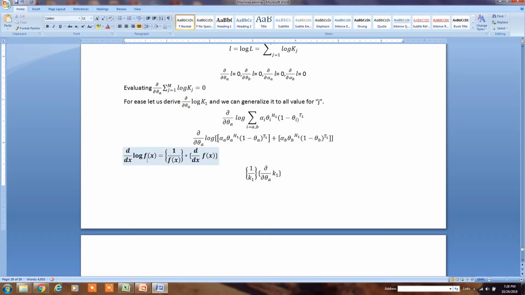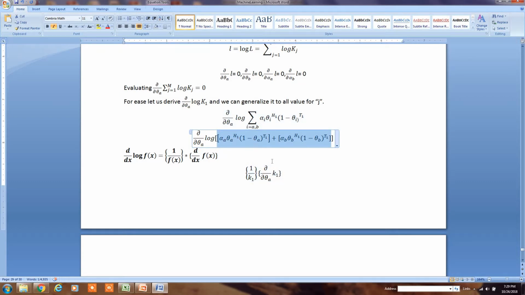Differentiation of log of function of x in respect to x is equal to 1 divided by function of x multiplied by differentiation of function of x. Now let us make a similarity from this established formula from calculus with what we have to do here. When we make the similarity, the function of x can be mapped to k1, right? So function of x is this one.